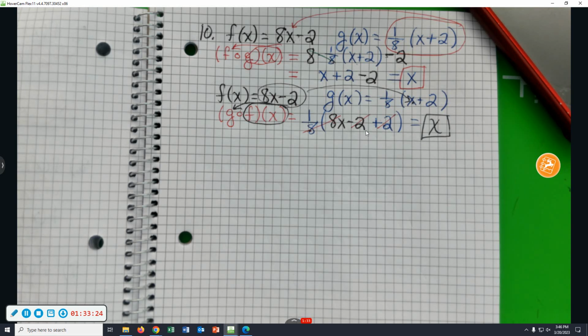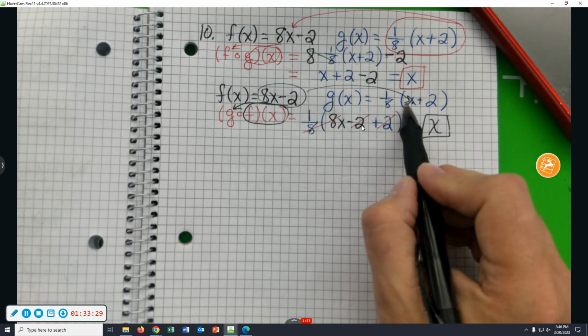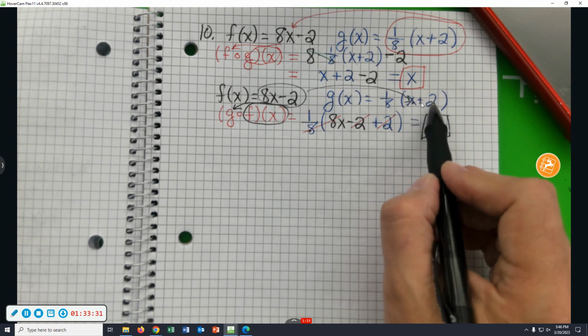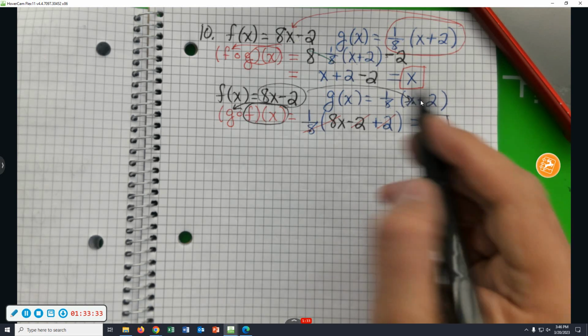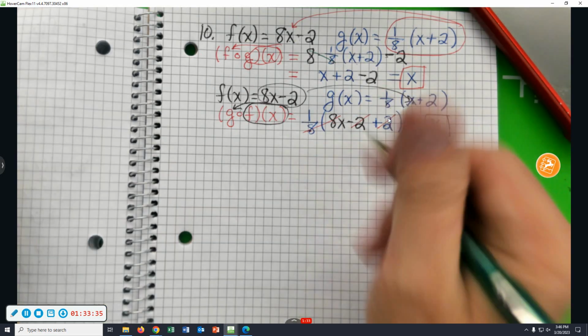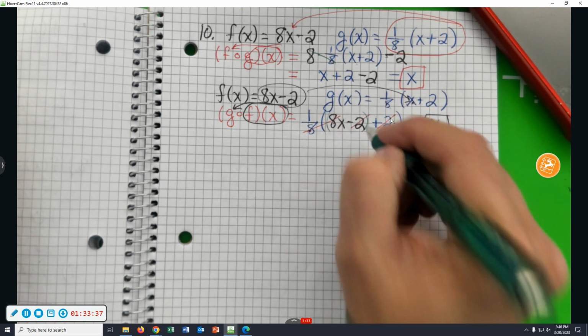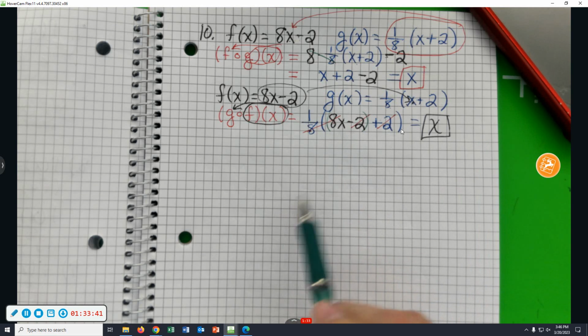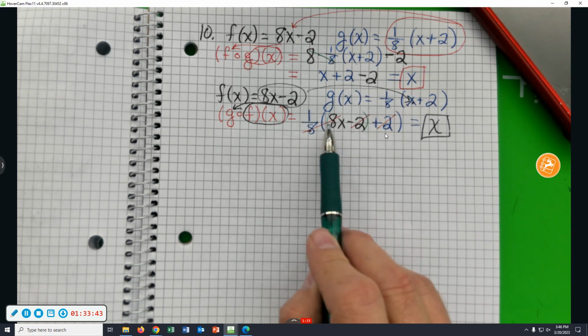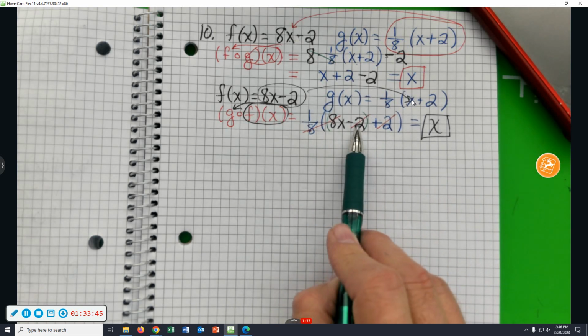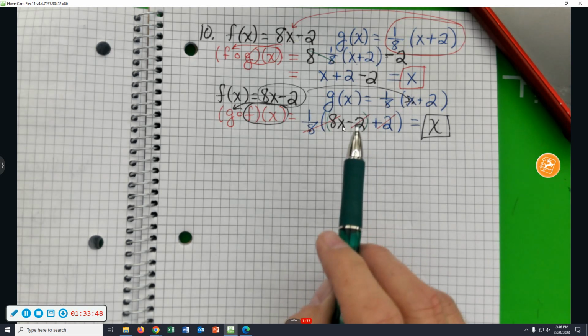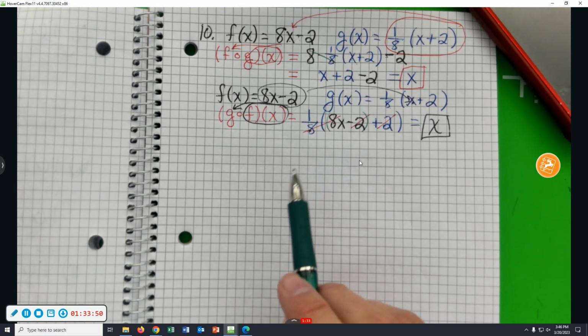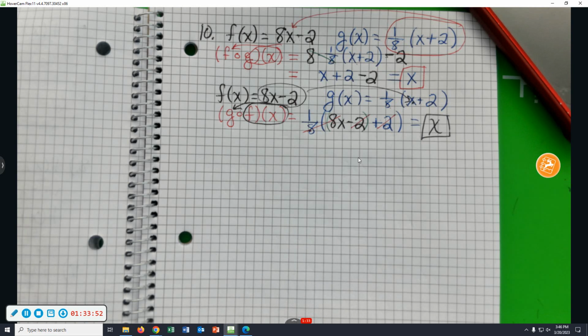The only part I was confused about was I put 1 in parentheses 8x minus 2, and then I put another in parentheses with x plus. There's nothing wrong with that. Oh, right, you're supposed to eliminate x. X is being replaced with the black 8X minus 2.